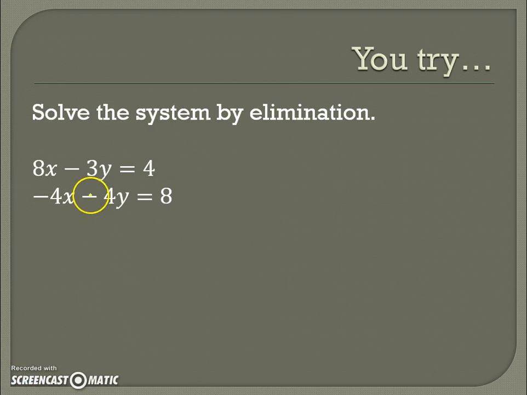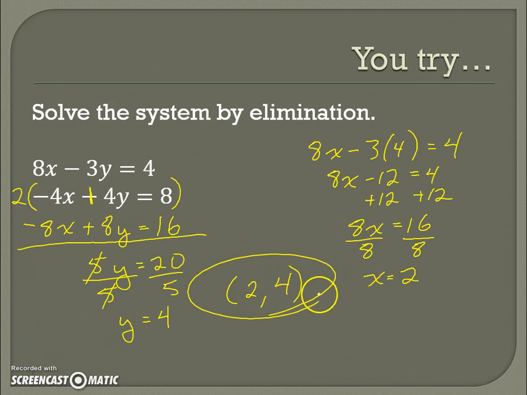I lied. The answer isn't up yet. I noticed a mistake when I wrote the problem. This needs to be a plus 4y. Now the answer will be up in 3, 2, 1. All right, here you go. I got 2, 4, so hopefully you got the same thing. If not, go back and try to find your mistake.